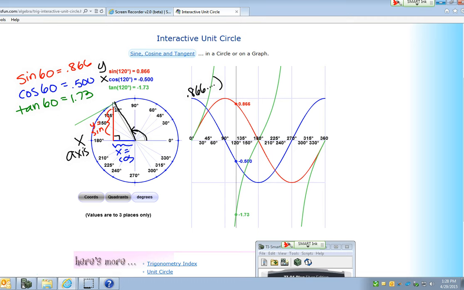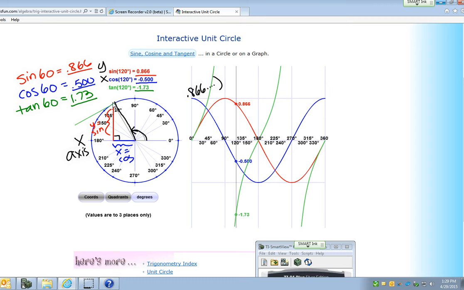So if you notice, the sine values are identical. And why is that? And the cosine values are almost identical. 60 was 0.5. This is negative 0.5. Okay, so just a sign change. And tangent, same thing happened. This was 1.73, and that's a negative 1.73. Why they're the same values is because this is actually the same triangle.